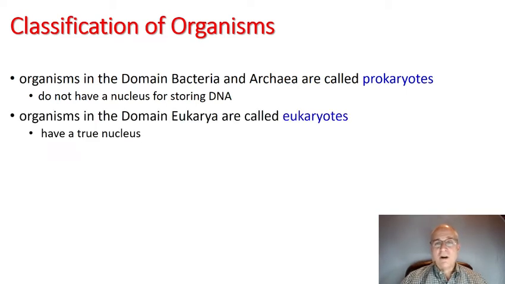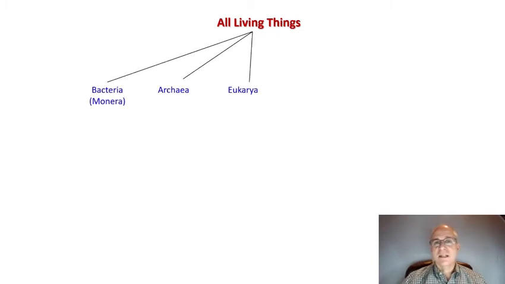Organisms in the domain Eukarya are called eukaryotes, and the prefix eu means true, karyon meaning nucleus. So these are the organisms that have a true nucleus, and they're going to be everything that isn't a bacteria or archaean. So if we look at our hierarchy again here, we said we've got 3 domains: Bacteria, Archaea, and Eukarya. Now, each one of these we could further split up into lower levels.